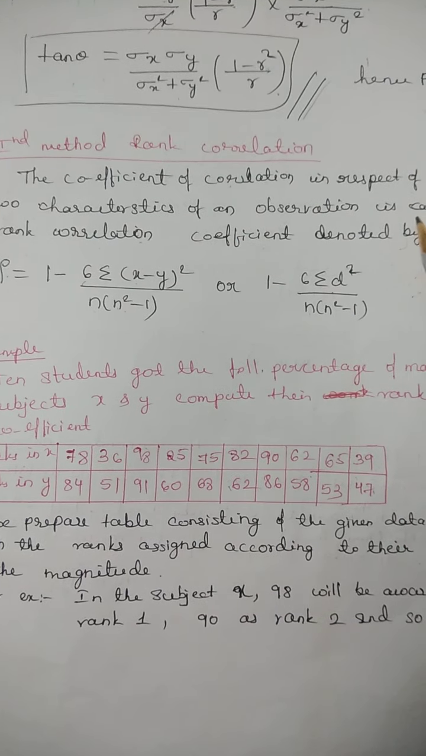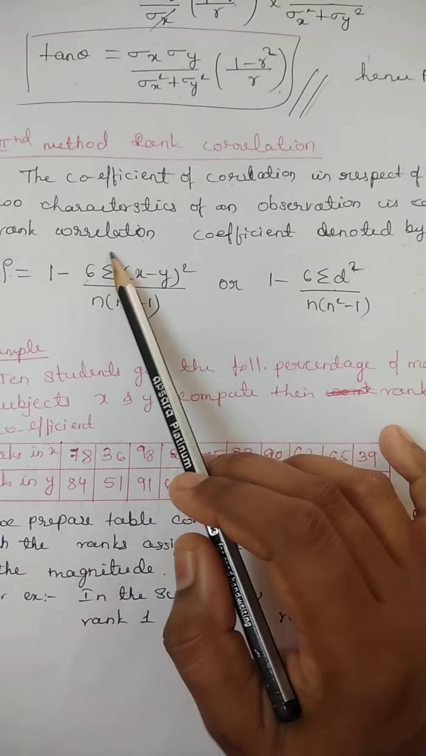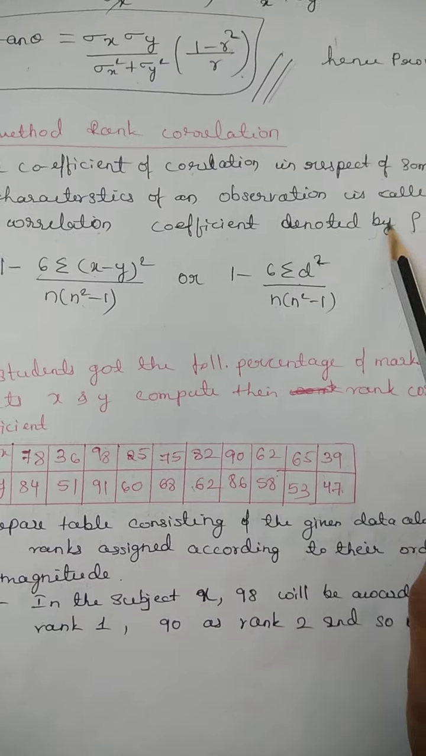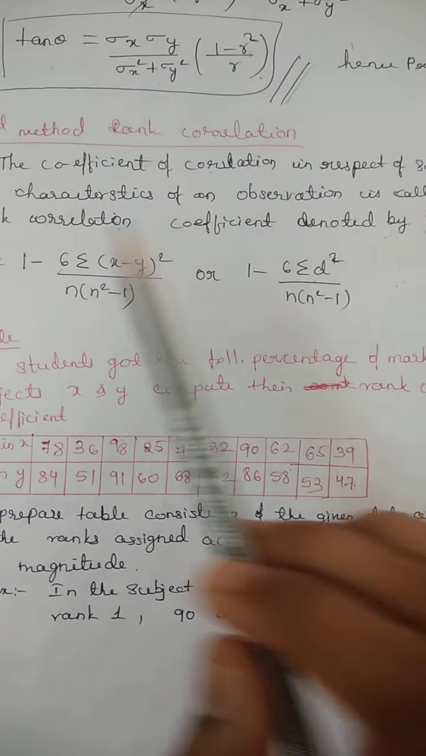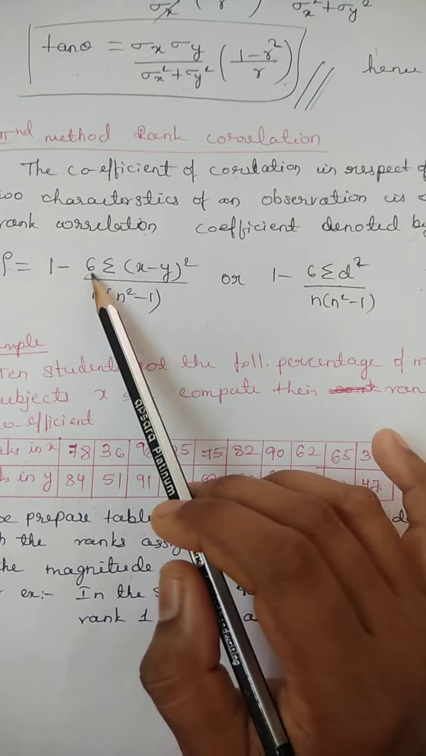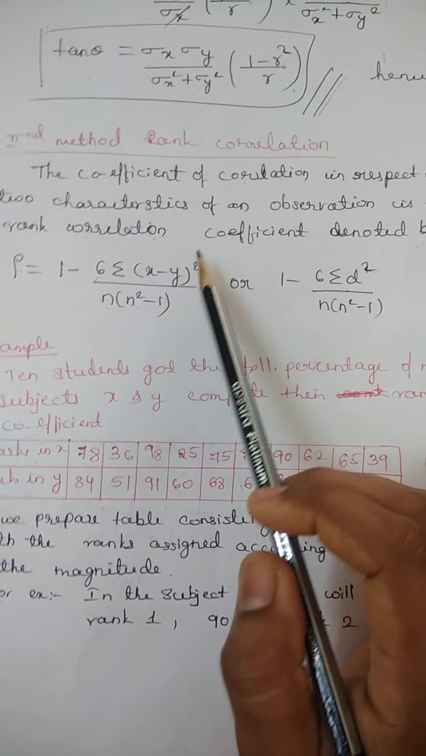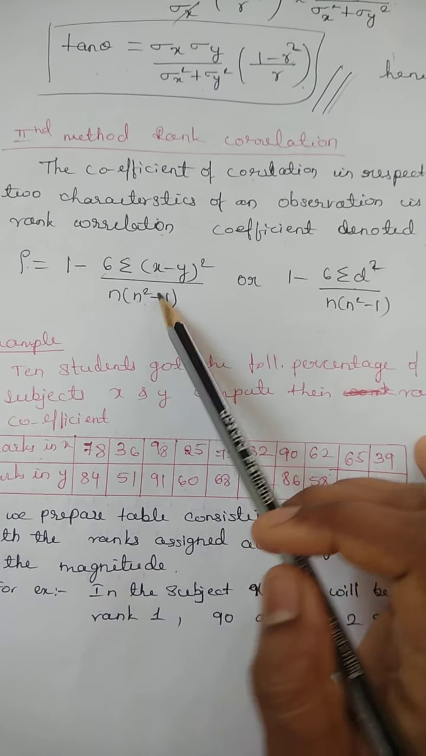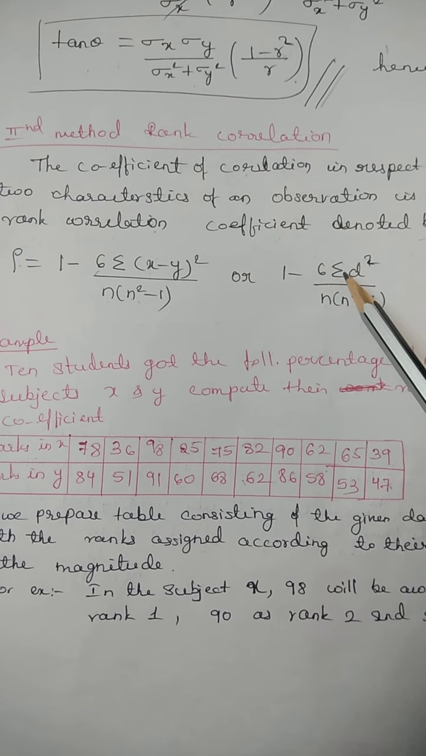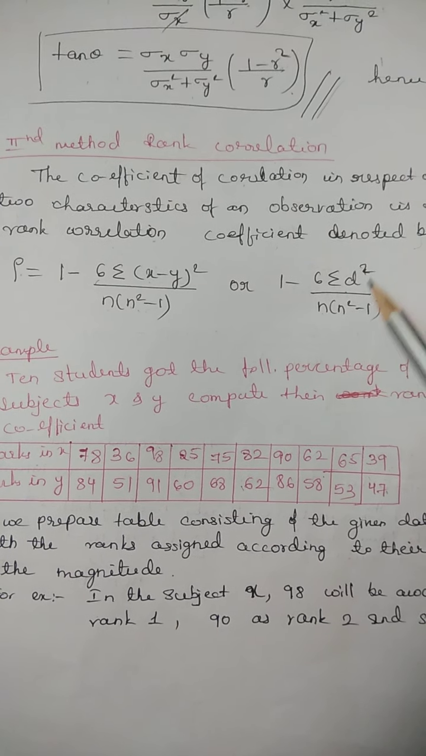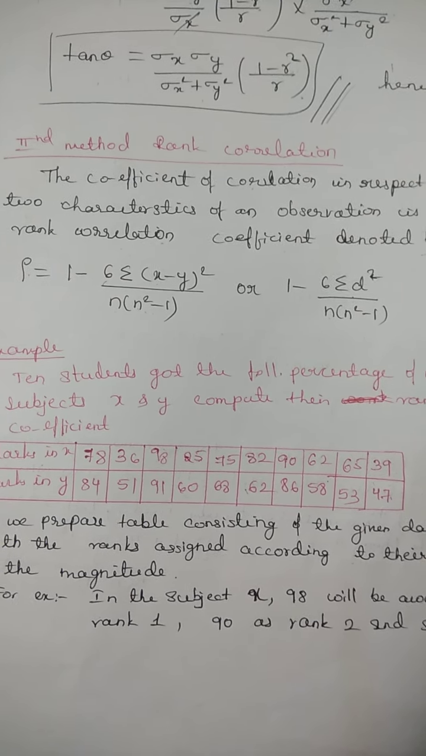Now the definition of this rank correlation: the coefficient of correlation in respect of some two characteristics of an observation is called rank correlation, and it is denoted by the symbol rho, and it is defined like this: 1 minus 6 sigma (x minus y) whole square upon n into n square minus 1, or 1 minus 6 sigma d square upon n into n square minus 1.